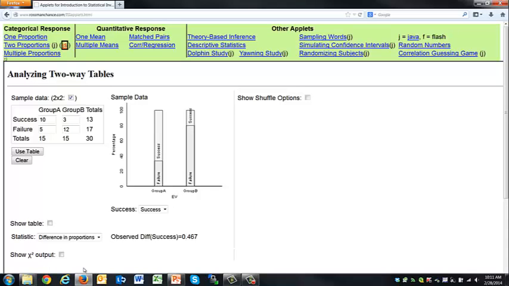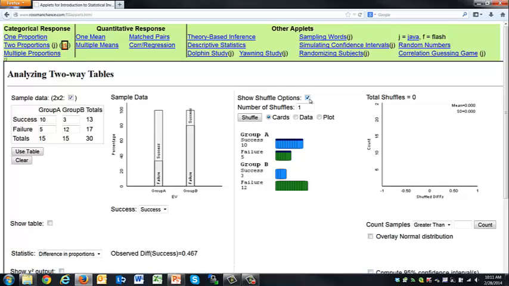I've gone to the two proportions applet on the ISI page and I've entered the data here for this study. If I click Show Shuffle Options, you'll see that I start with 10 blue cards in Group A and 5 green cards. So Group A here represents the group who swam with dolphins. 10 successes, 5 failures. Success here is showing substantial improvement on your depression symptoms. In Group B, the control group, there's only 3 successes represented by blue cards.